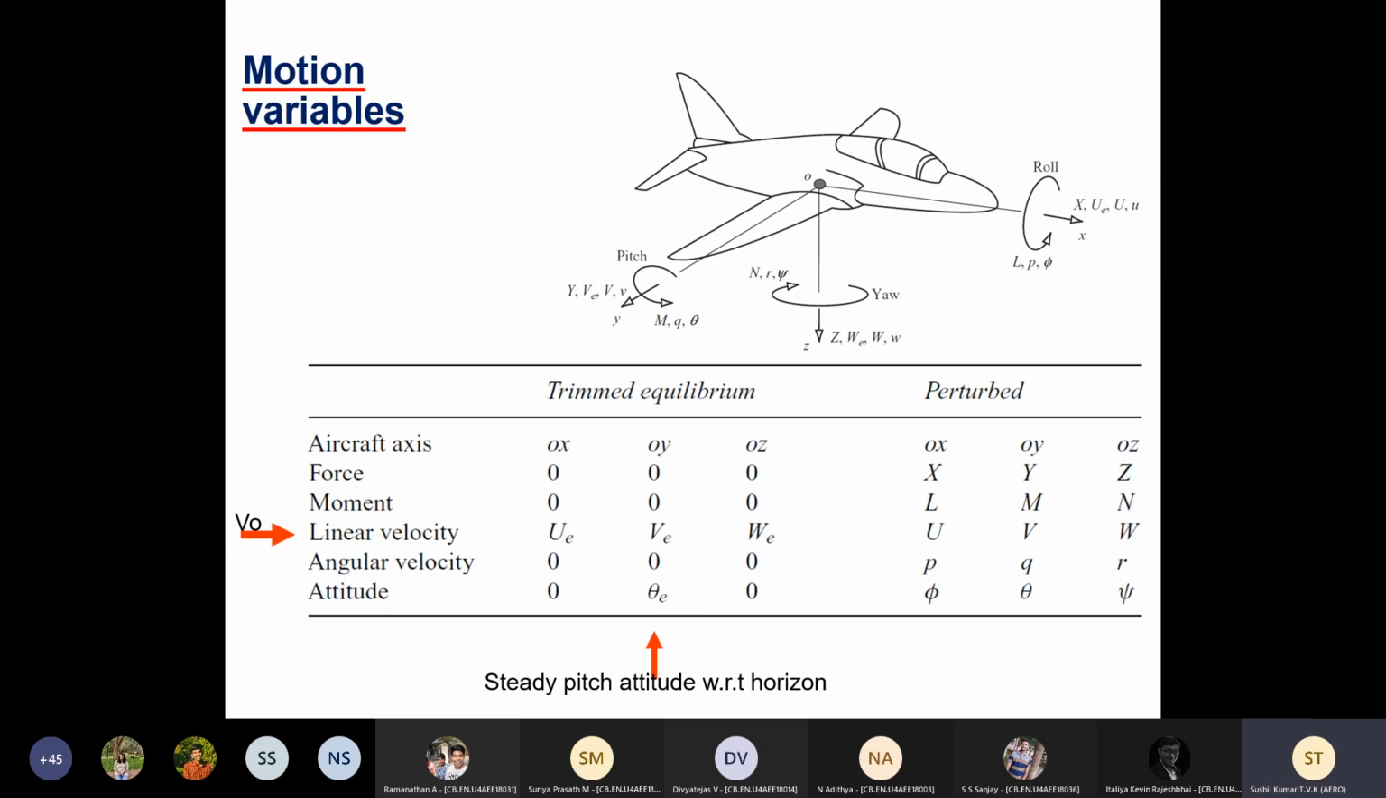Now, going back to the previous slide, that was not there in Cook. I took it from some other book, but this one is from M.V. Cook only.